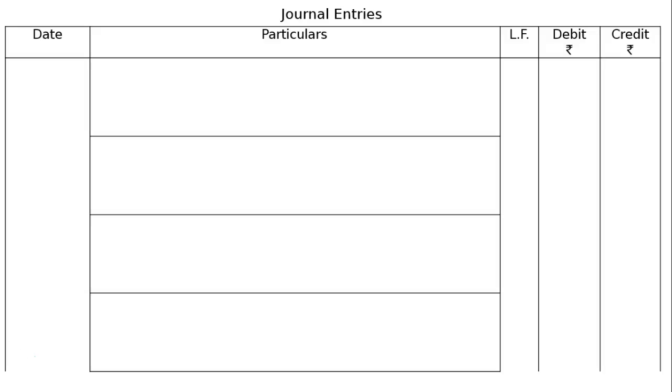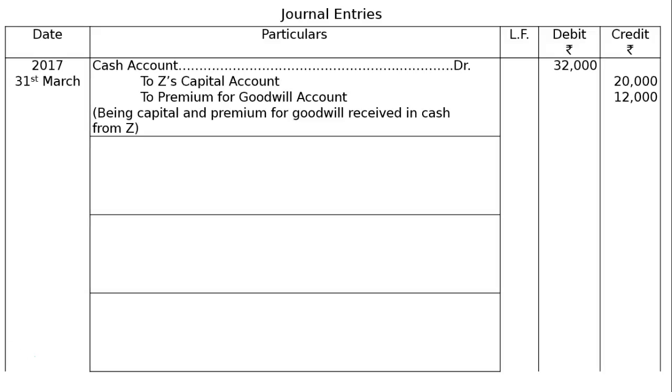Now for the journal entries, we have to start with the proper format. After the proper format, the first one is cash account debited to Z's capital account on 31st March 2017. It is rupees 32,000 to Z's capital account, 20,000 for capital contribution, and to premium for goodwill account rupees 12,000, being capital and premium for goodwill received in cash from Z.